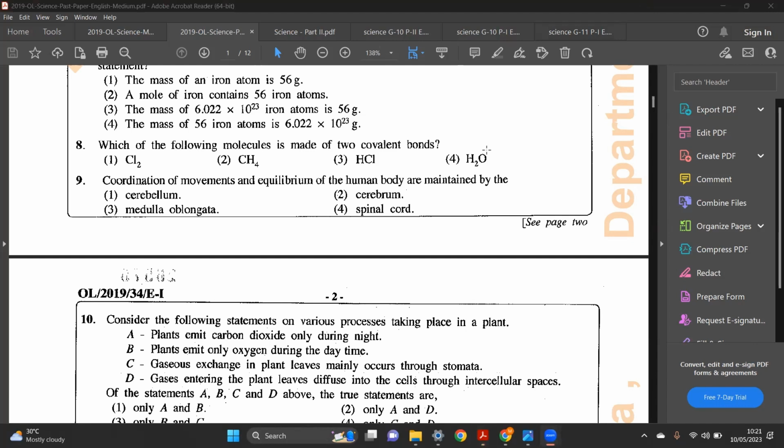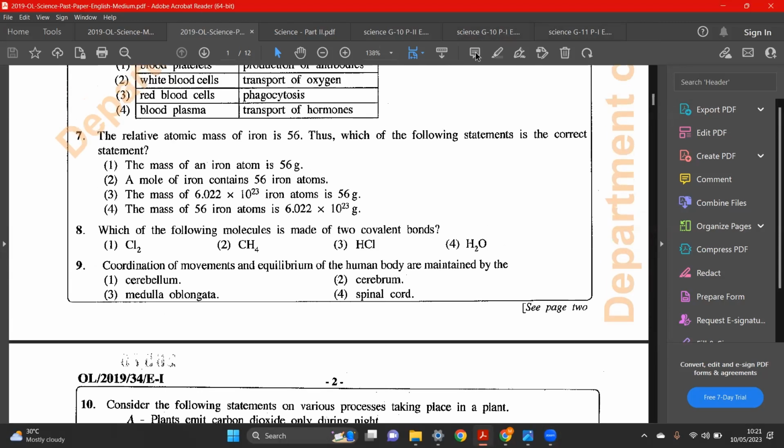Yeah. Let me see. What is the function of blood platelets? Is it the production of antibodies? No. The production of antibodies is the function of the white blood cells. All right. Blood platelets, like I told, their function is to help in blood clotting, as in to stop the excess bleeding through blood. All right.